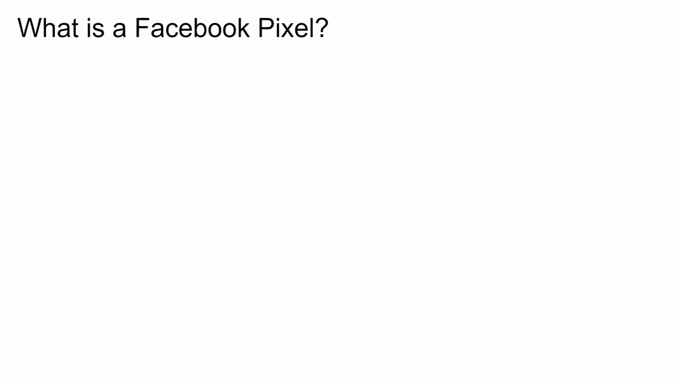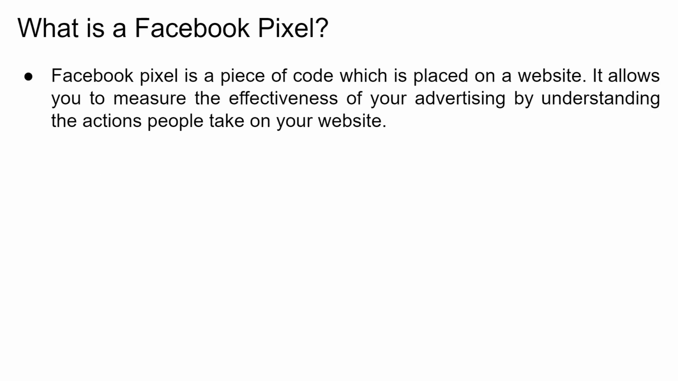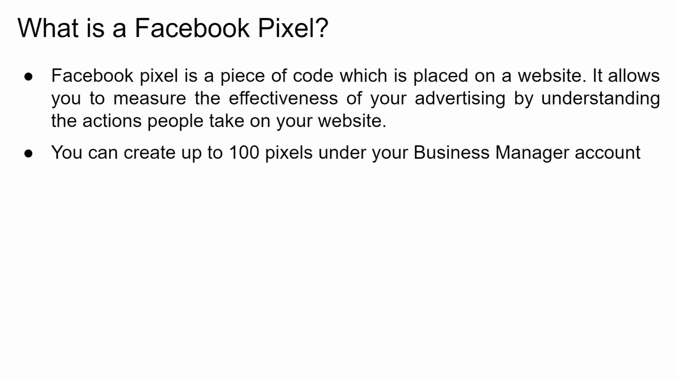In this video, we will know more about Facebook Pixel, its usage, and different types of audiences that you can create in Facebook using the Facebook Pixel. Facebook Pixel is a piece of code which is placed on a website. It allows you to measure the effectiveness of your advertising by understanding the actions people take on your website. You can create up to 100 pixels under your Business Manager account.